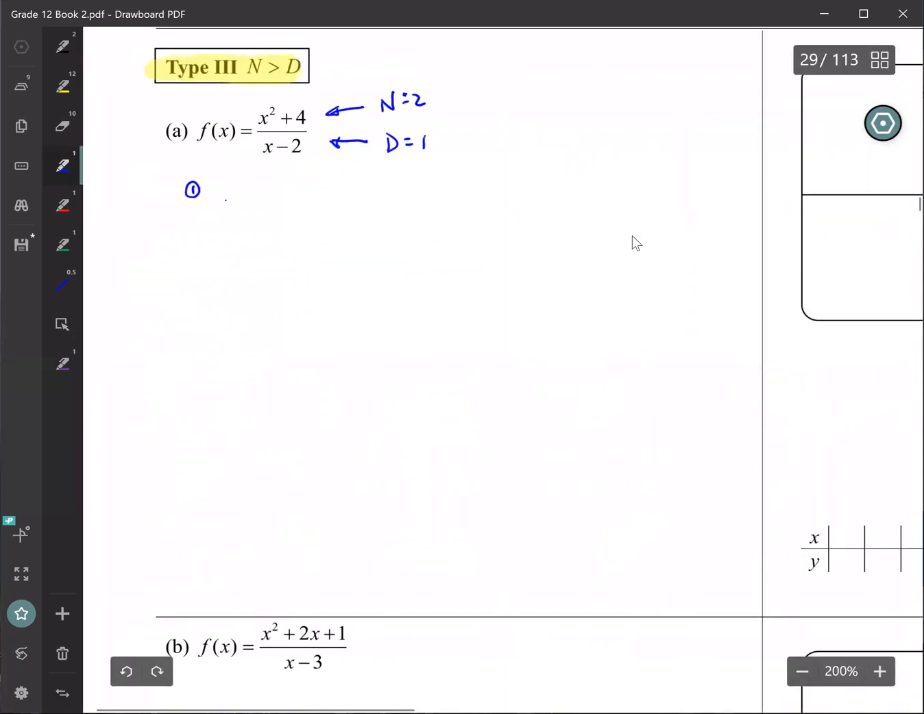But the vertical asymptote is always the same way. You take the denominator, denominator equal to 0, so x equal to 2. So the method to find the vertical asymptote is always the same.